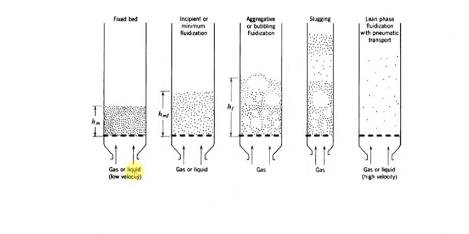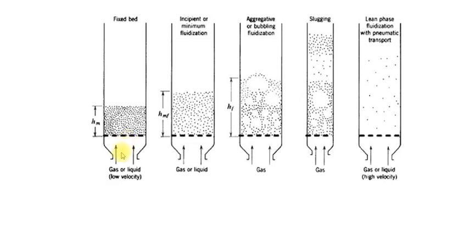To understand fluidization, let's observe these pictures. Suppose this is a fixed bed, as we explained in the last class. This is the length, or height, of the fixed bed, which is HM, and the gas or liquid is flowing from the bottom to the top. When any fluid, gas or liquid, flows from the bottom to the top, the fluid exerts a force on the particles present in the bed. The opposite force is gravity due to the mass of the particles.